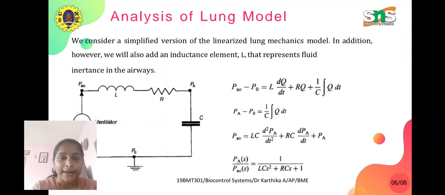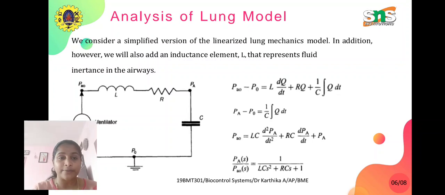By analyzing the lung model, we consider a simplified version of the linearized lung mechanics model. In addition, we will also add an inductance element L that represents fluid inertance in the airways. The model is converted into a simplified version with PAO, PA, ventilator, inductance L, resistance R, capacitance C and PO. Here PAO minus PO is equal to L dQ/dt plus RQ plus 1/C integral Q dt, by applying Kirchhoff's laws. Here PA minus PO is equal to 1/C times integral Q dt.